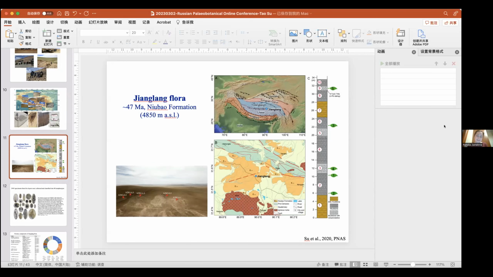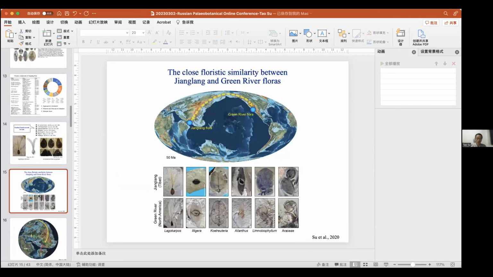Alexei? Yes, just a question about the oldest flora you were talking about. Is it the Jianglang flora? And you believe that this flora is quite similar to the American Green River flora, right? Do you suppose any floristic exchange between these floras? And if yes, how was it possible over this very long distance?